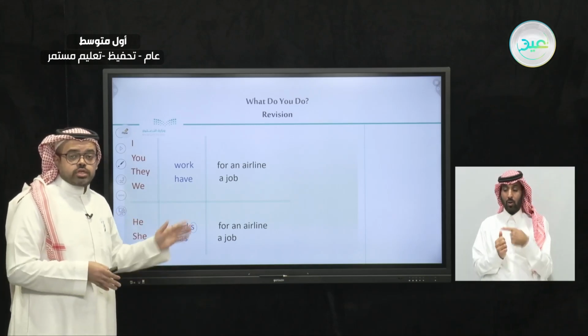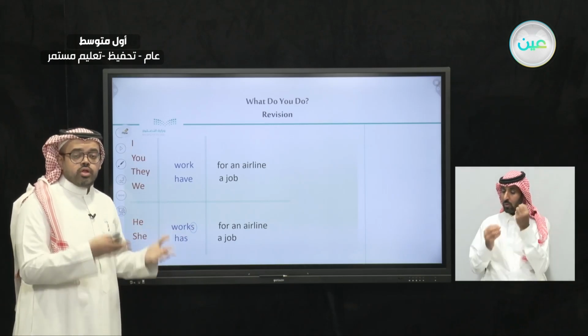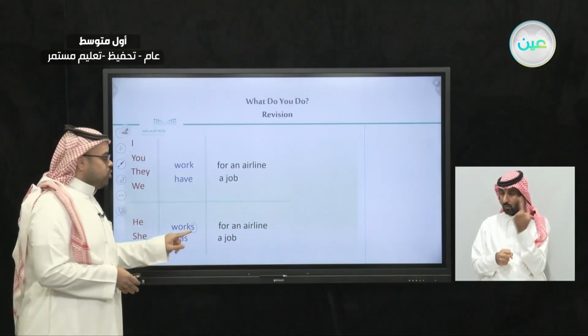As for the subjects he and she, in this case, we add the letter S to the verb. For example, we would say, he works for an airline. She works for an airline. So when we're using the third person subject, he or she, we add an S to the verb.